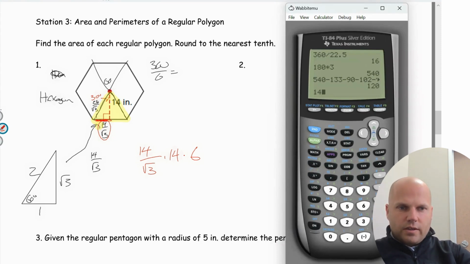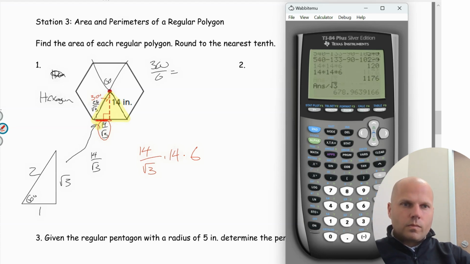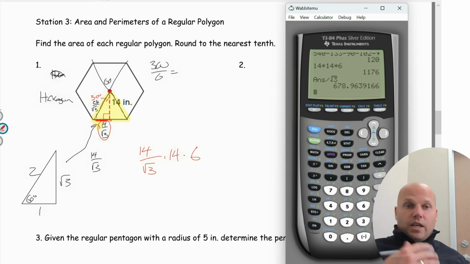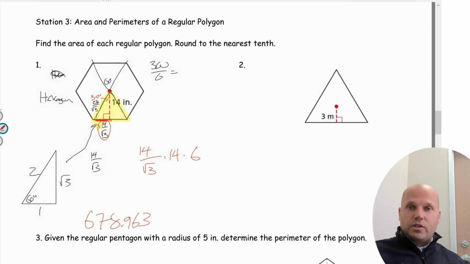If you want to use your calculator, you do 14 times 14 times 6 divided by root 3. I would like you to have that as your answer. So I got 678.963, and I'd like you to do it this way if you're my student.